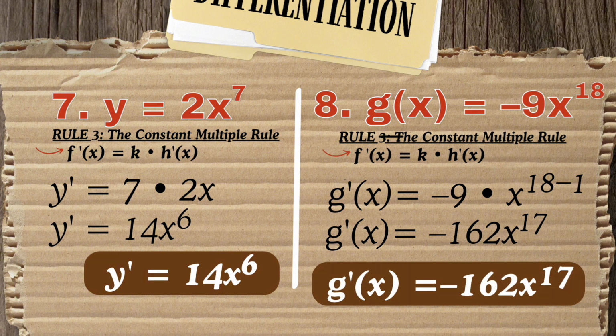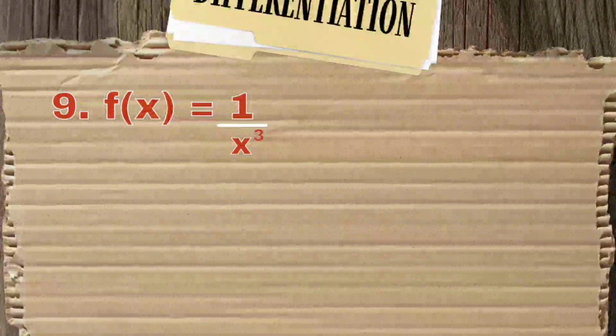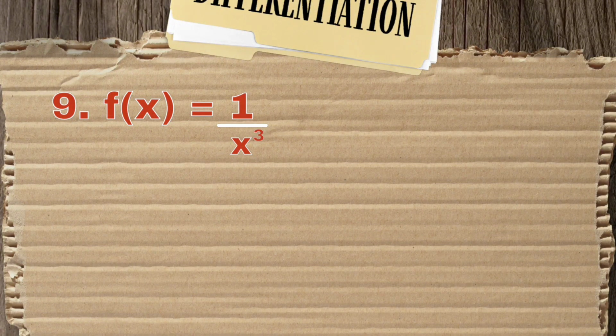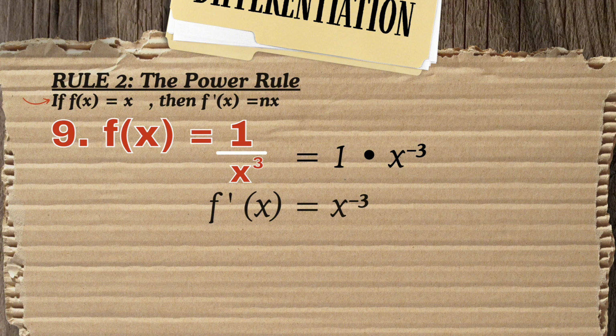162x raised to 17. So for number 9 naman, we have f of x is equal to 1 over x raised to 3. This one will also use the rule number 2, which is the power rule. Since we have here a denominator, which is x cubed, is equivalent also to 1 times x raised to negative 3. Kaya naging negative 3 dahil if i-move natin sa taas ang ating denominator na may exponent, magiging negative sign siya. So, ang magiging given na natin is x raised to negative 3.